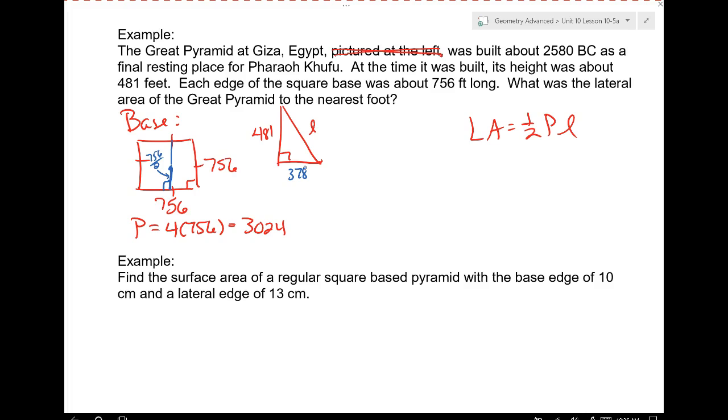Pythagorean Theorem. Isn't that amazing how it's still there? And what's really amazing, you want your calculator here, because I'm not going to yell at you as much about simplifying, because the numbers are huge. All right, so I get here 481 squared plus 378 squared equals my slant height squared. Someone do this quickly on the calculator for me. What's 481 squared plus 378 squared?